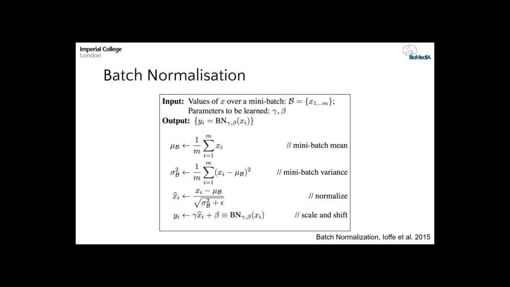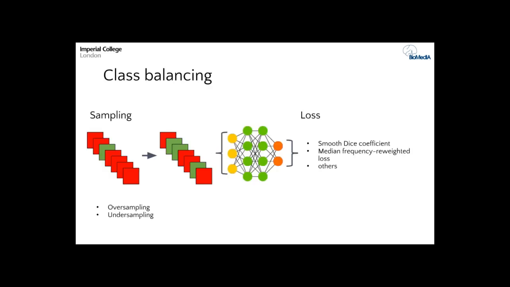Batch normalization has shown that you can actually let very large and very deep networks still converge. So I think the deepest network currently is a ResNet with 1,001 layers, which we'll never achieve in the near future in medical image analysis, but still.